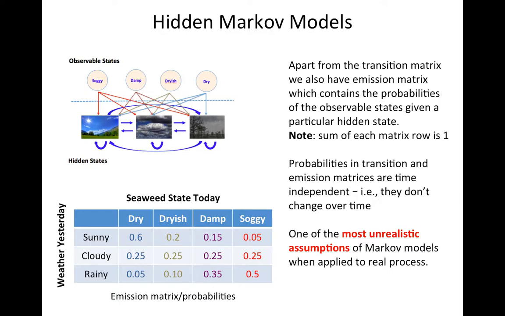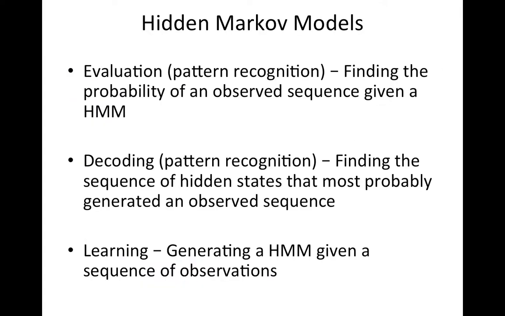Okay, so that's the most unrealistic assumption of Markov models when applied to a real process. Okay, so in reality it could be different, but an underlying assumption is that when you have some states, it is all fixed. Okay, so that's the hallmark of the Markov model, that it doesn't vary or change in time. Okay, the matrices, the probabilities just remain fixed.